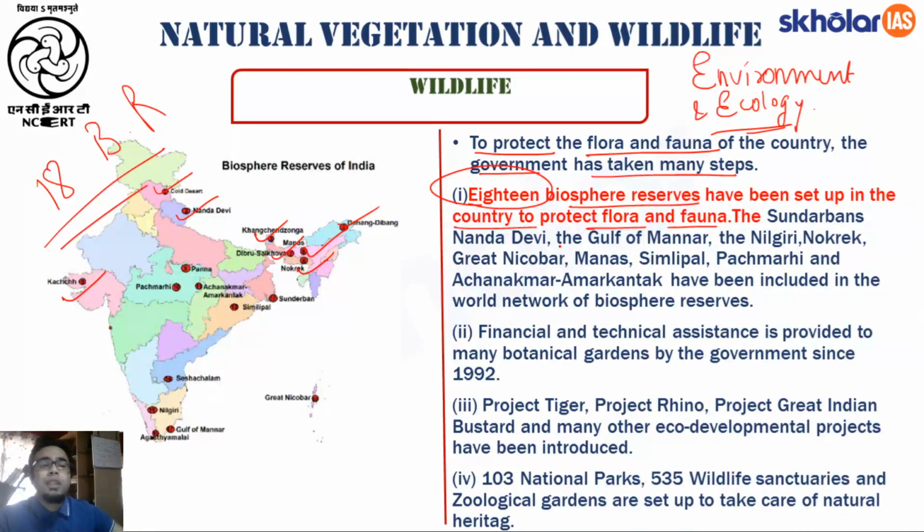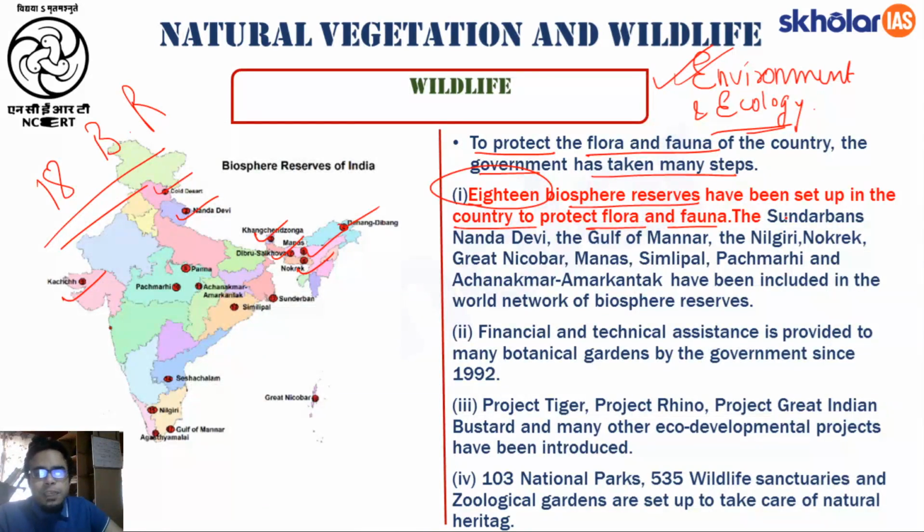And when we move into the subject of environment and ecology, we will talk specifically about these biosphere reserves one by one, because they are very important. It is not only important to know in which state a biosphere reserve is found, but we also have to understand the different characteristics, the different types of animals and plant species found there, and whether any rivers pass through these biosphere reserves. So we have to go through this topic in detail, but it is beyond the ambit of your geography subject. Don't worry, we will go through all this, fine.